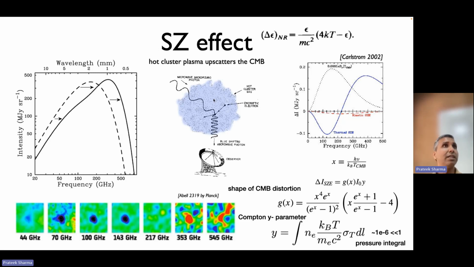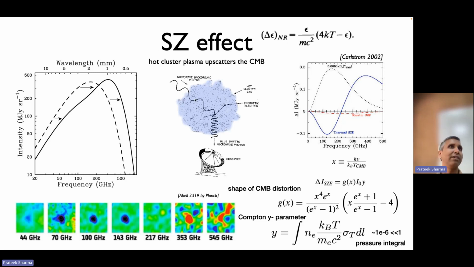So the energy per particle of the ICM is much more than the energy per particle of the CMB photons. On average, the CMB photons can gain energy on interacting with this hot gas of electrons confined by the cluster potential well. This is the expression for the average energy exchange between the photons and electrons because of inverse Compton scattering in the non-relativistic regime, right?